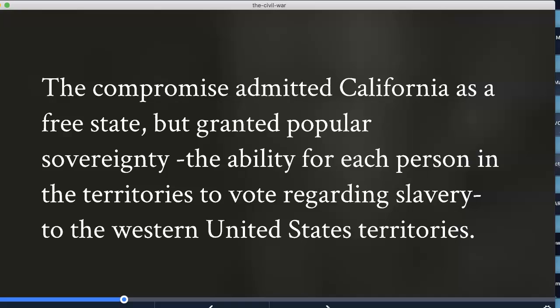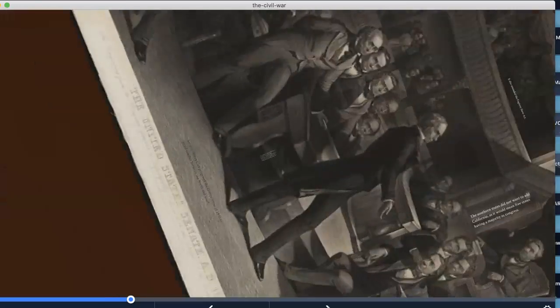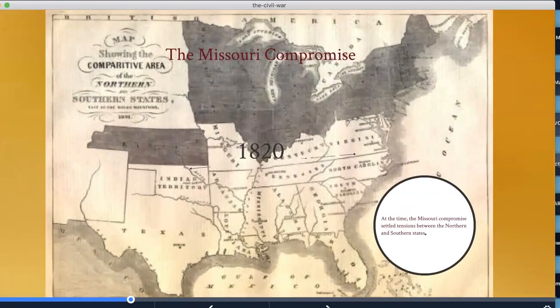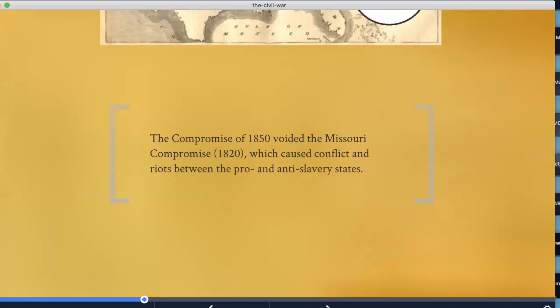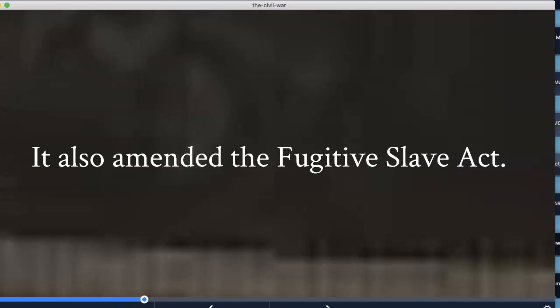Kind of already talked about this, allowing these newly acquired states to vote whether or not they want to be slave or non-slave states within the Western United States territories. This would abolish again the Compromise of 1820, which would obviously create riots between pro and anti-slavery states.